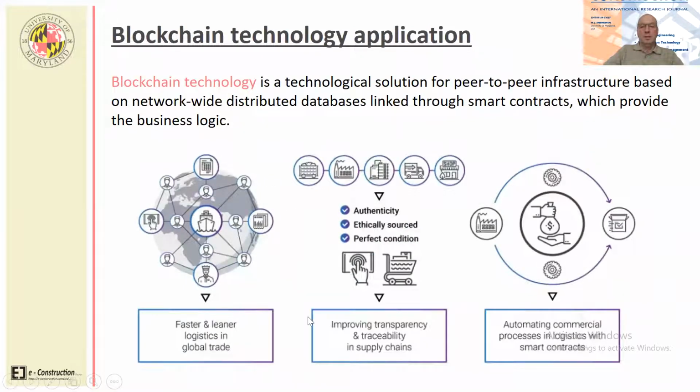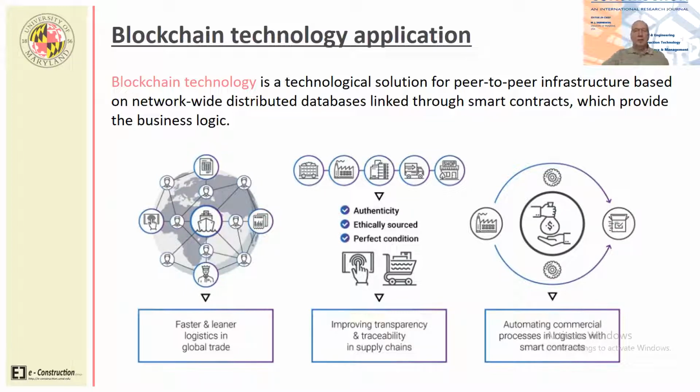So here's blockchain technology. I realize that I may be preaching to the choir among some of you, but this is a technological solution for peer-to-peer infrastructure based on network-wide distributed databases that are linked through so-called smart contracts, providing the business logic. Smart contracts, once the wheels are set in motion, are executed automatically, and the transactions actually take place as soon as a particular product or service is delivered. So alteration of these smart contracts is next to impossible. That presents one of the drawbacks of this solution.